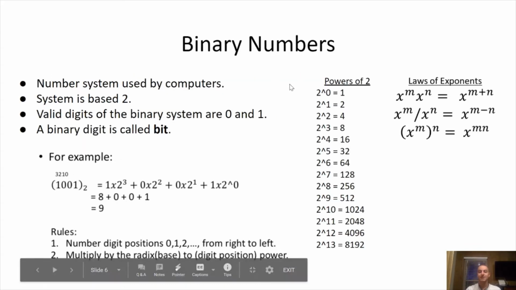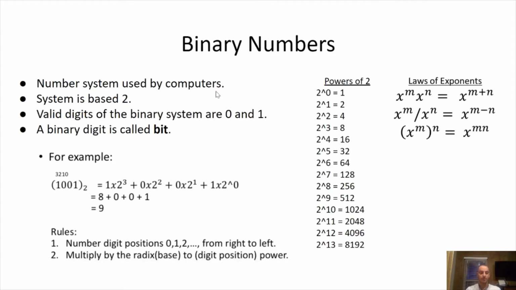Binary numbers exactly follow the same rule. The difference is that the base is 2, so we have 2 digits, 0 and 1. Those are the only 2 digits you can use in the binary system. They are so special that we name them: each digit is called a bit. That's 1 digit, it's called a bit, and that's actually a unit of size in computing.